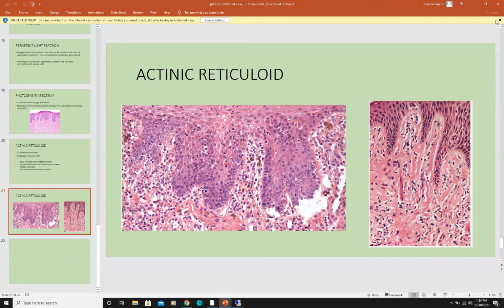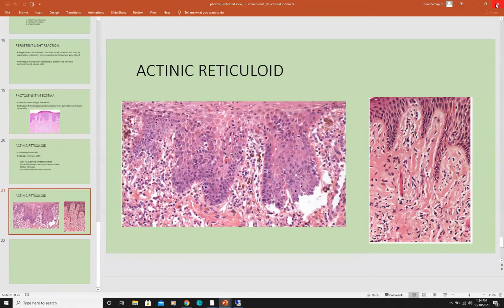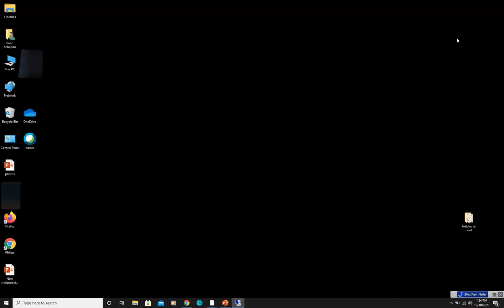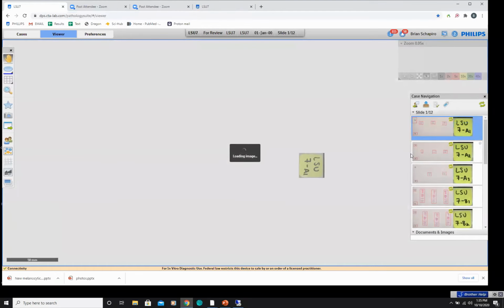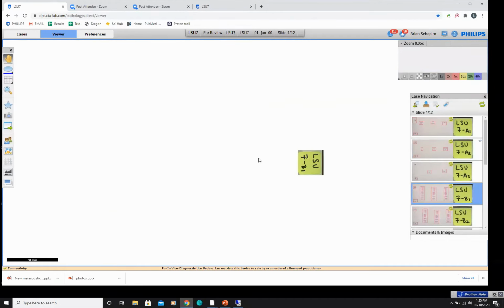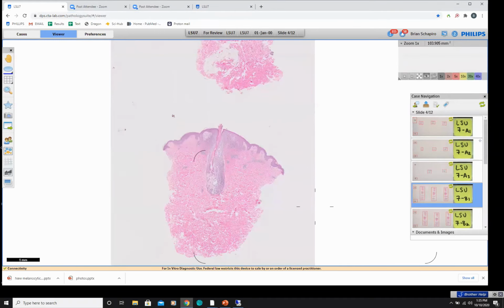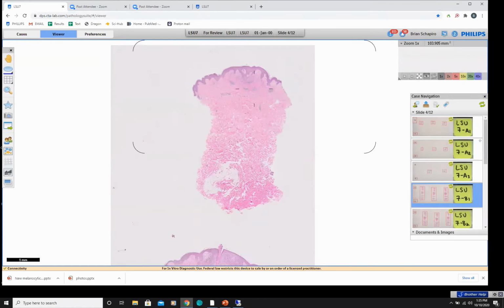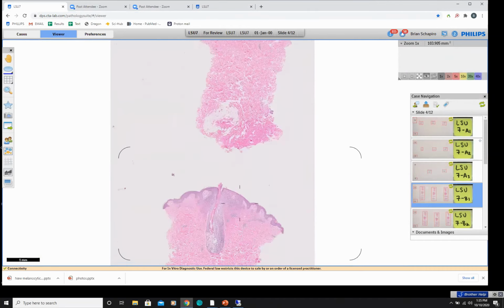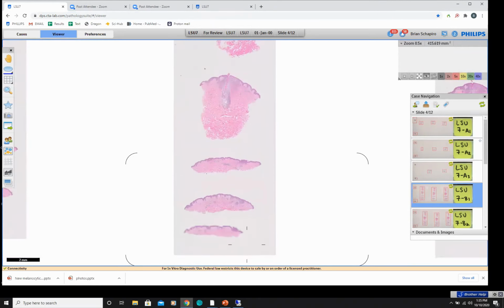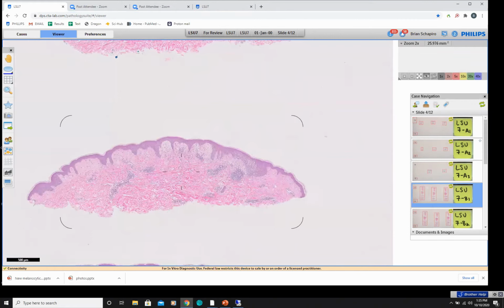So that was the little talk on photosensitivity, and let's now move along to a few cases. First one I wanted to show you was this one. So here we had a punch biopsy, and I think it's best shown over here.